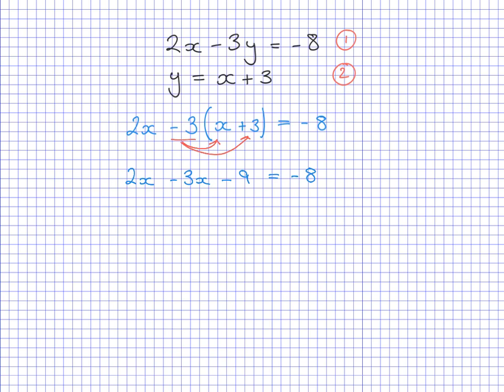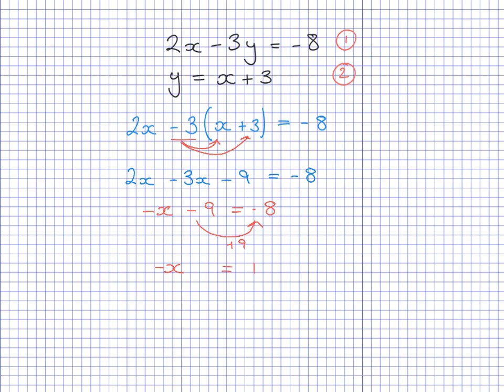Now, what we can do now is to combine like terms. So we notice that 2x and minus 3x combine to make minus x. Minus 9 equals minus 8. I'll move the minus 9 across as a positive 9. And I have minus x equals 1.